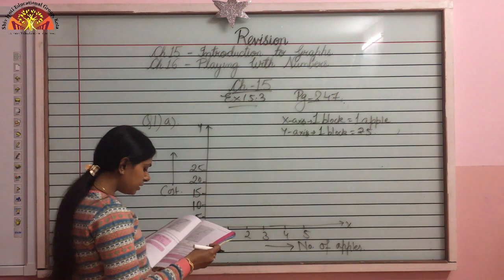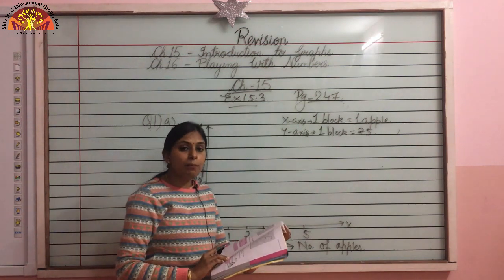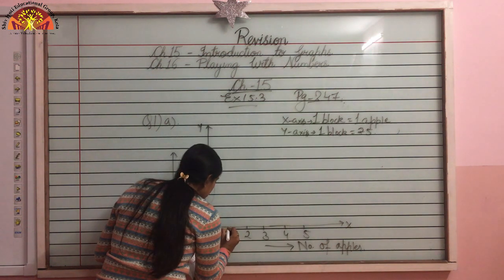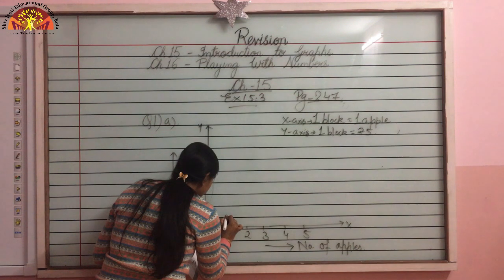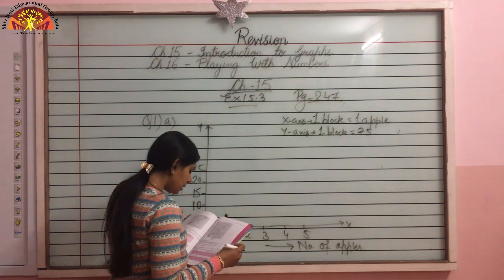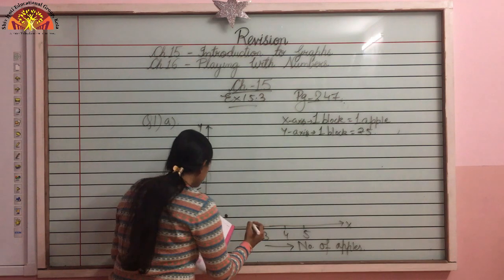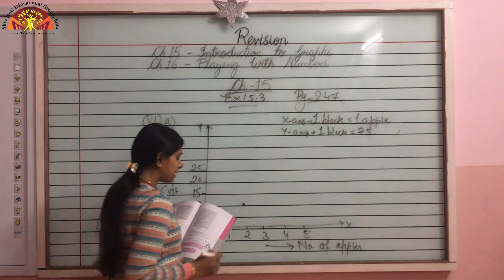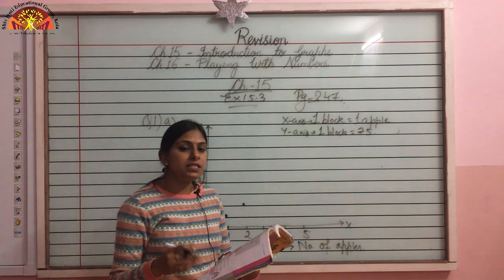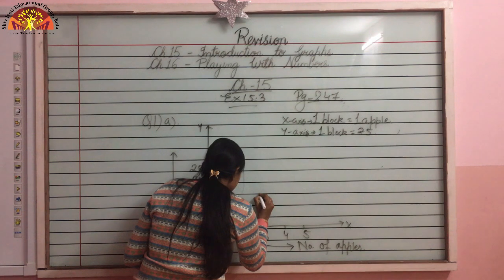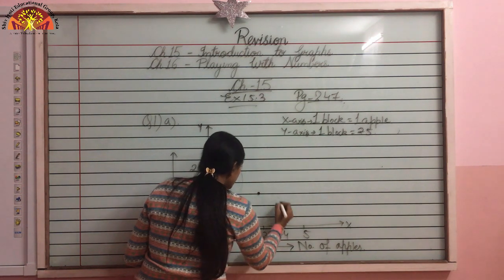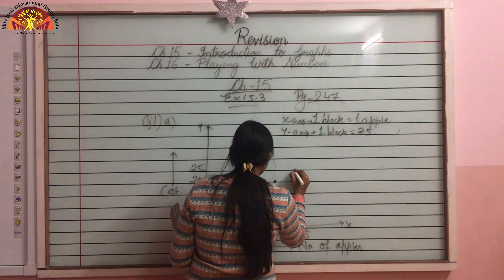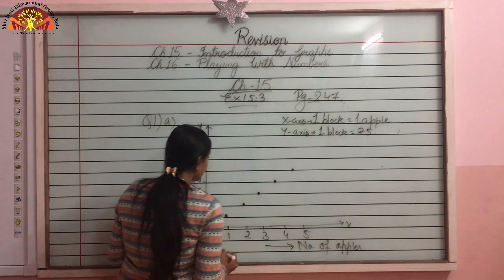Okay, now just see children, when the number of apples is 1, cost is rupees 5. So number of apples here is 1 and cost is rupees 5. Now the second one is number of apples is 2, so cost has also increased, so it is rupees 10. That is the cost of 2 apples is rupees 10. Now cost for 3 apples is rupees 15. Cost of 4 apples is rupees 20. Cost of 5 apples is rupees 25. Okay, now we can join the points.